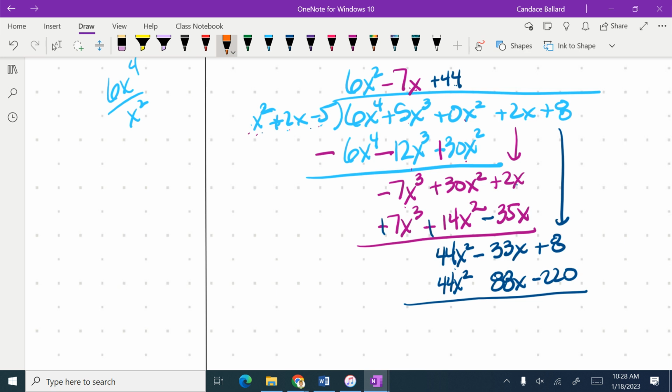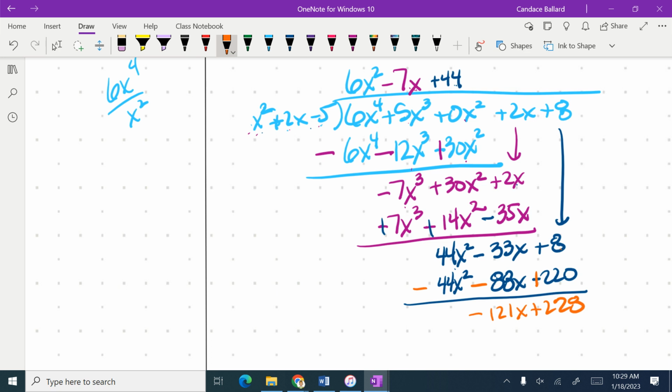What's the algebra 2 step now? Change the signs, which is basically distributing in a negative 1 for subtraction. Okay, our x squareds cancel. We expected that. What's negative 33x and negative 88x? Negative 121x. What's 8 plus 220? 228. And I cannot go any more, right? I ran out of stuff here. I cannot divide an x squared into here.